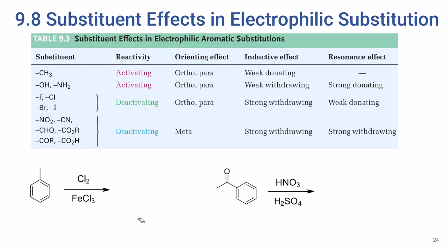This shows a table of different activating groups and deactivating groups. We have the electron donating groups that are ortho-para directors, the deactivating halogens, and then our deactivating meta-directors. So what this tells us is where the next group on the ring is going to go.